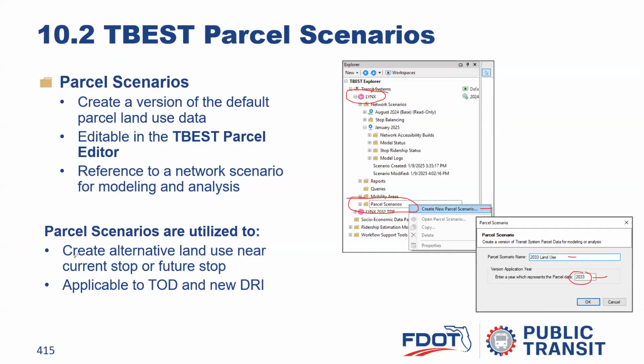Basically, it's utilized for creating alternative land use near a current stop or future stop, or applicable to TOD, or transit-oriented development, or development of regional impact, or DRI.